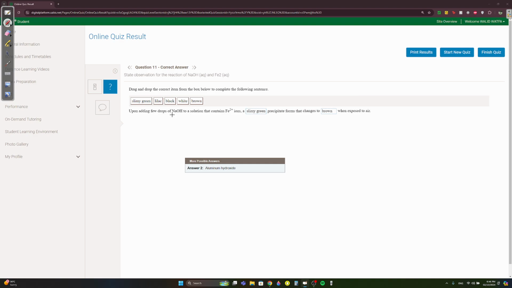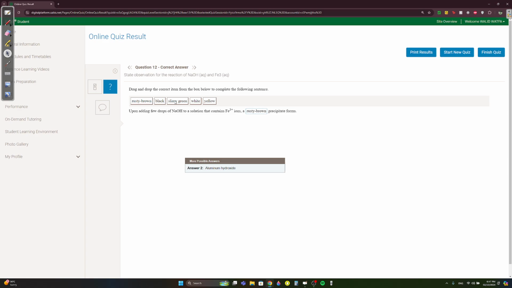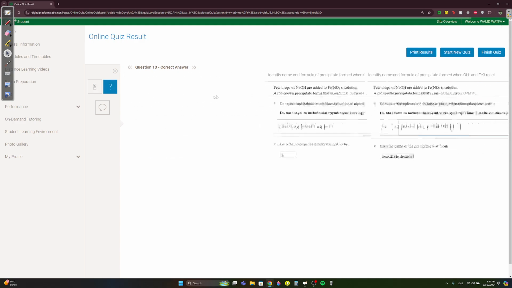Question 11. Upon adding a few drops of NaOH to Fe2+, we know you can get a green precipitate. And when exposed to air, it turns into Fe3+ and gives a brown precipitate. That's very important: when exposed to air, it becomes oxidized, and it becomes Fe3+, which is brown. Upon adding a few drops of NaOH to Fe3+, we know you get a rusty brown, or red-brown.